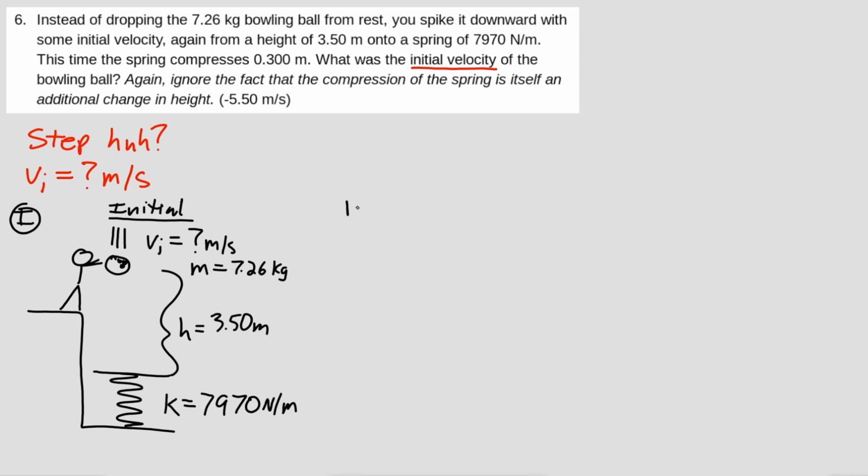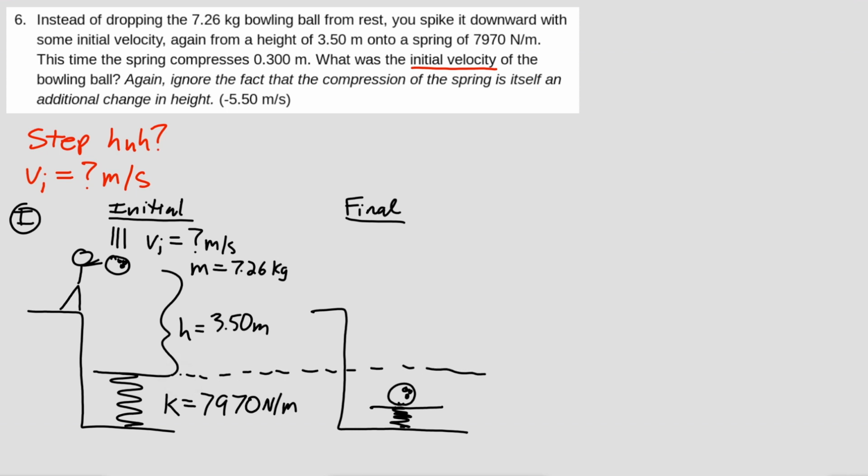Do we need anything else in this picture? No, I think that's good for our initial sketch. In our final sketch, what do we have going on? Well, the spring is compressed by a compression. So if this is the height the spring was at initially, this height here, x final, I keep saying height, I should be saying compression. This compression is 0.300 meters.